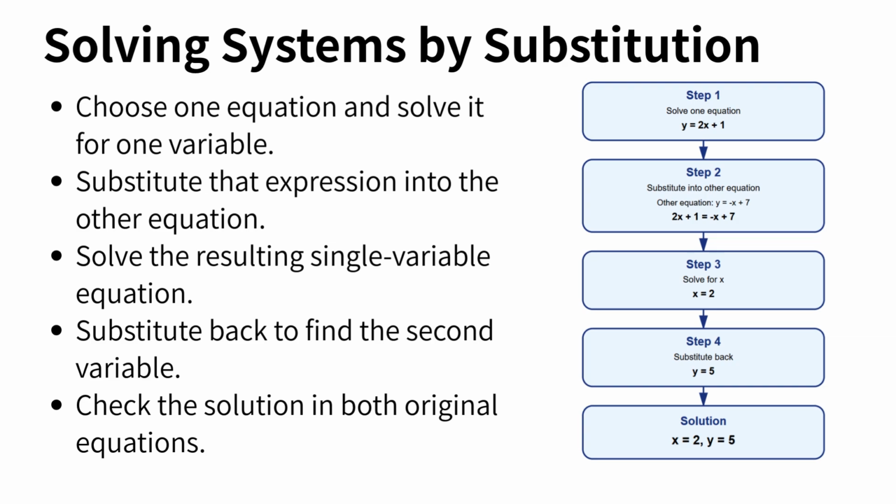Step 4. Now substitute x equals 2 back into our earlier expression y equals 2x plus 1. Plugging in the value, we get y equals 2 times 2 plus 1, which simplifies to y equals 5. Conclusion. So, the solution to the system is x equals 2 and y equals 5. This is the point where the two lines intersect on the graph. Substitution breaks the problem into manageable steps and helps you clearly see how the solution emerges.